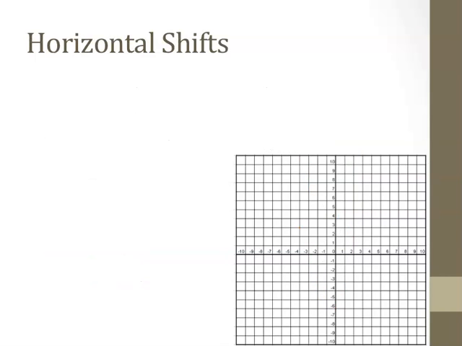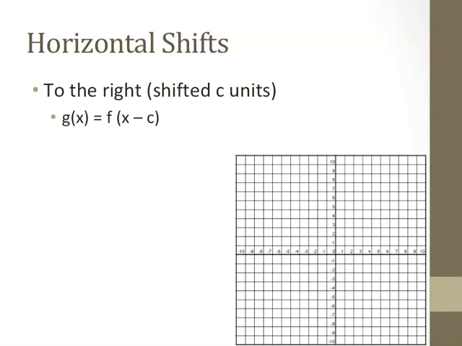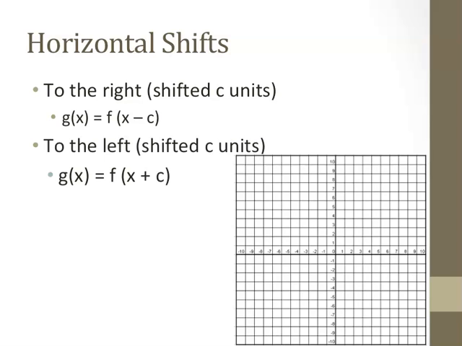Now horizontal shifts, this is shifting to the right or to the left. This is going to be indicated by a number that's subtracted or added inside of the function. Now, if it's a number that is subtracted on the inside, that's going to be a shift to the right. If it's a number that's added on the inside, then this is going to be a shift to the left. So let's take our cubic function, for example, y equals x cubed. Here's our parent function.